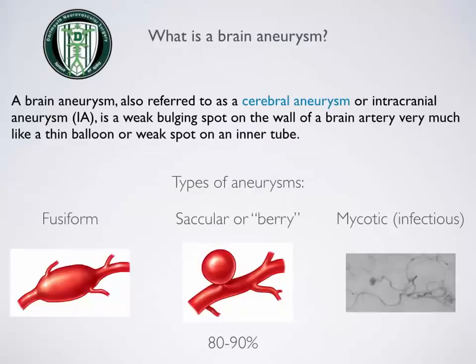What is a brain aneurysm? A brain aneurysm, or cerebral aneurysm, is a weak bulging spot on the wall of a brain artery, very much like a thin balloon or weak spot on an inner tube.